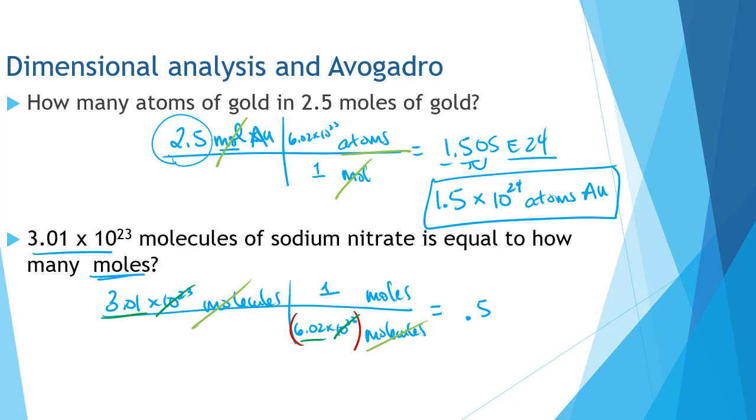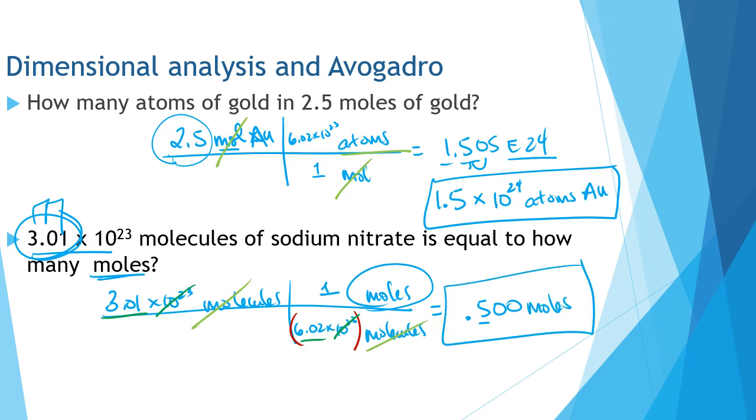But let's check some sig figs. How many sig figs do I need to keep? Oh my gosh, 1, 2, 3 sig figs. And right now I only have 1 sig fig. 1, 2, 3 sig figs. And my unit label is moles because molecules canceled out. And we can throw in sodium nitrate there if we want to, 0.500 moles of sodium nitrate.